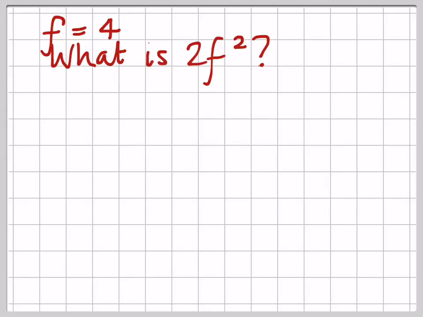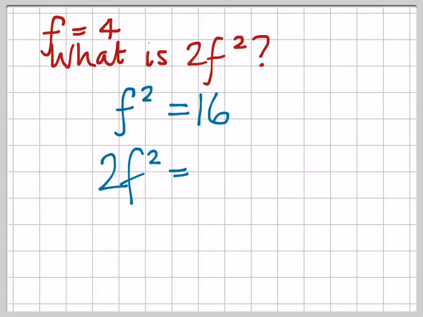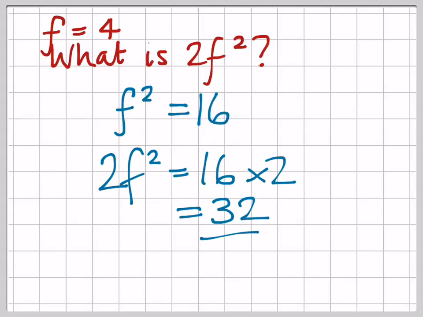Last example, you're told f is 4, you have to work out what's 2f squared. First port of call is to work out f squared. 4 times 4 is 16. 2f squared would be that amount times 2, which would give you 32. Boy, they are complicated.